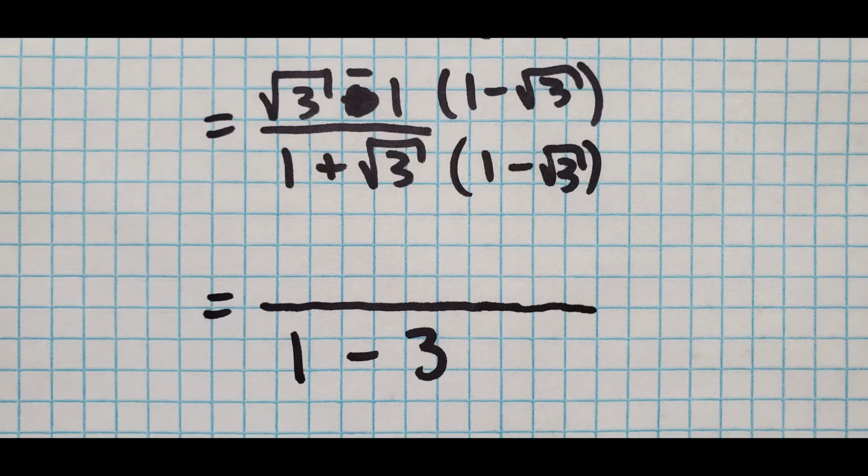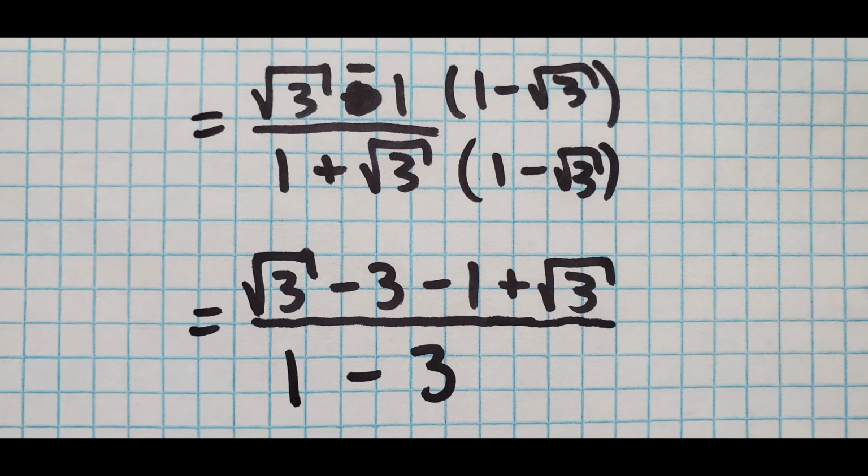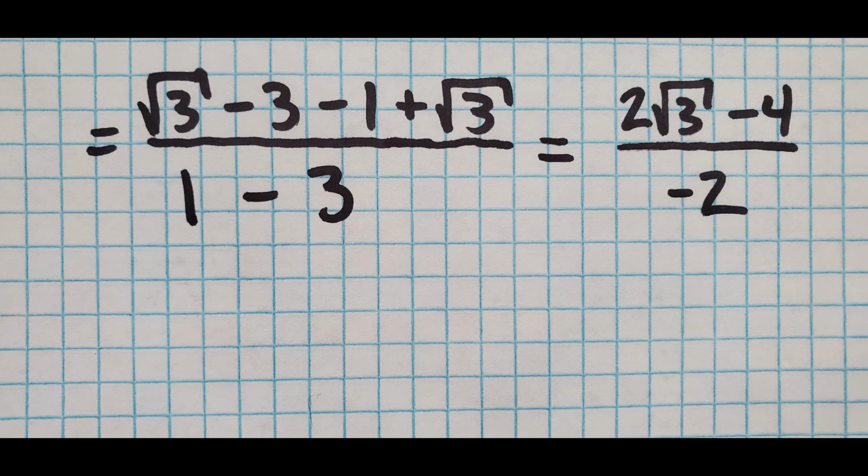On the bottom we're going to get 1 minus 3, and the reason I got that was square root of 3 times square root of 3 is going to turn into square root of 9. Square root of 9 is a 3, and it does have a negative on front, so that's how we got that. Up top, that's going to turn into kind of a mess. We end up with this, and now the square roots of 3 are going to combine because there's 2 of them, so you have 2 square roots of 3, and then negative 3 and negative 1 make negative 4. On the bottom, we have negative 2.